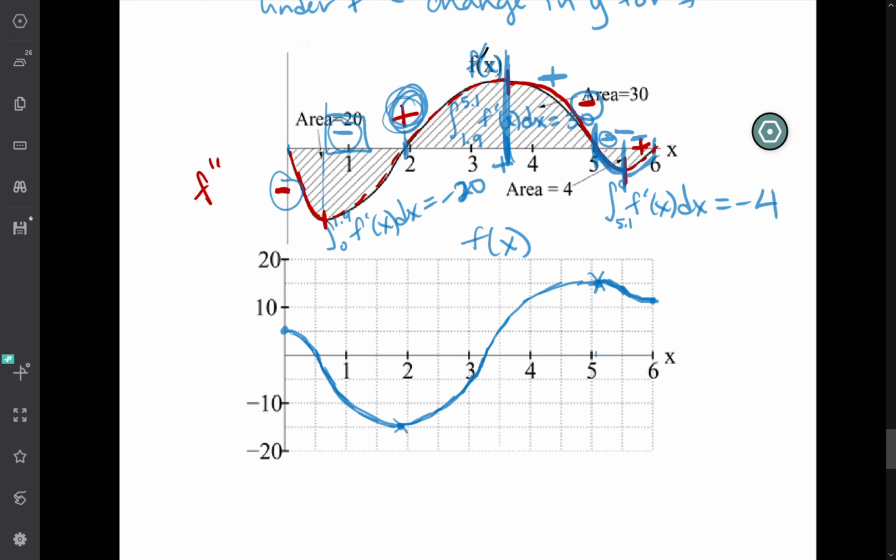So this is a slightly more accurate sketch of an antiderivative. We can improve a little bit on our old methods.